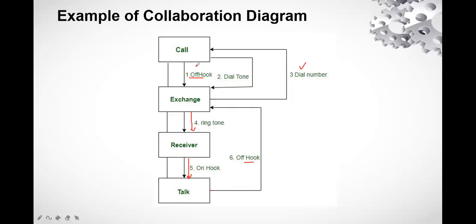So what is the first message? Off hook. Off hook means when we just pick up the receiver, we listen to our default tone, and that leads to the exchange. And then the caller is going to listen to the dial tone. So that is the dial tone. Third, the dial number is shown. That means we are going to dial the number. Next, the ringtone will be there. That is fourth. Fifth, on hook, and sixth, off hook. So this is what we define as a sequence of messages.